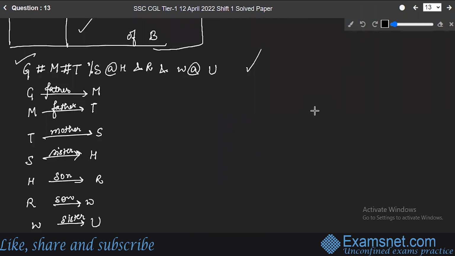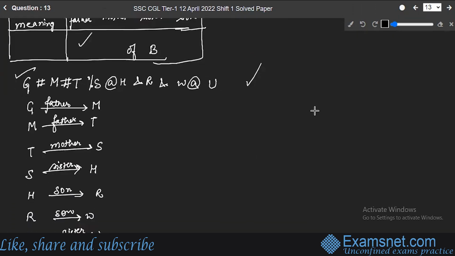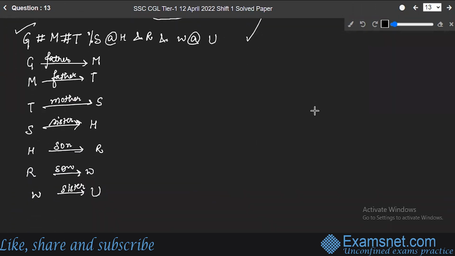Now what we'll be doing, we'll be writing down these relationships using this symbol table so that we can have a pictorial representation of the whole expression and we can easily withdraw results from there. Let's go. So first of all, it's given G is father of M. So that means G is a male, right? Let's put it in a square box. So G is father of M. There's a difference of generation. Here is M. I don't know whether M is a male or female, so I'll write M as such only. Next is given M is father of T.